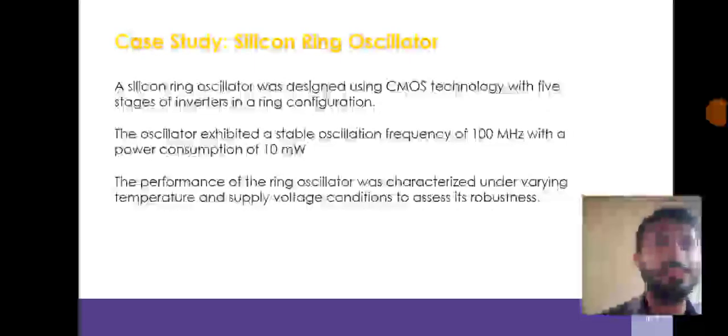Case study. Different types of oscillators. In ring oscillators there are different types. The first one is the silicon ring oscillator. A silicon ring oscillator was designed using CMOS technology with 5 stages of inverters in a ring configuration. The oscillator exhibited a stable oscillation frequency of 100 MHz with a power consumption of milliwatts. Its performance was characterized under varying temperature and supply voltage conditions to assess its robustness.